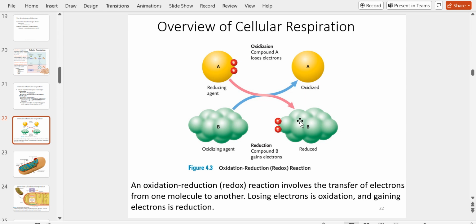That is what being reduced is. That's called reduction, okay? So this guy here that was oxidized, oddly enough, is called the reducing agent. This one here that was reduced, it gained electrons, it's the oxidizing agent. Clear as mud? I hope so.